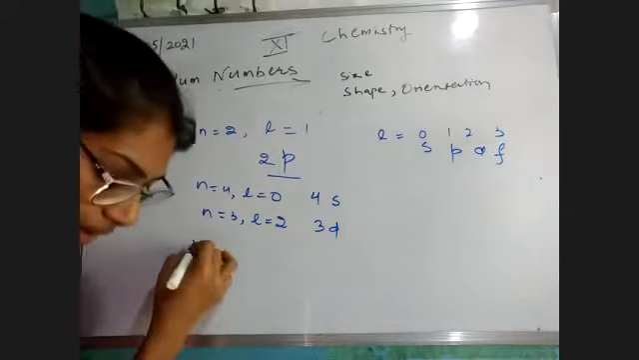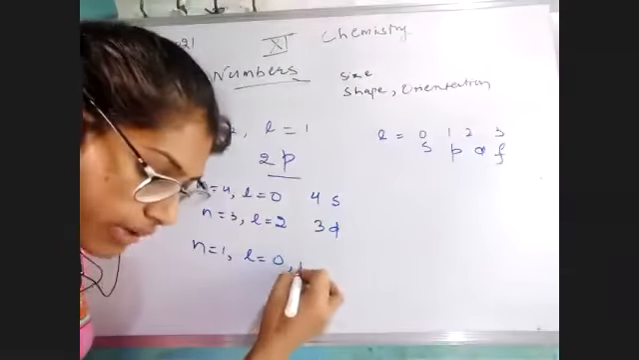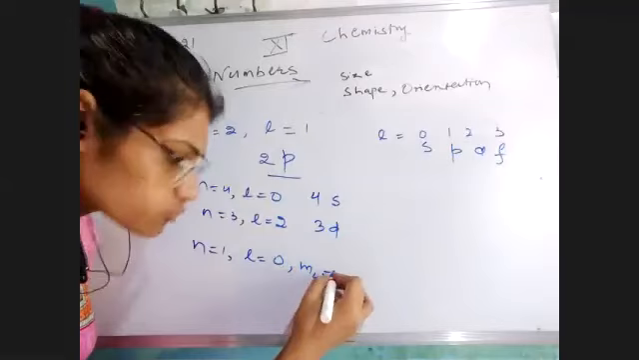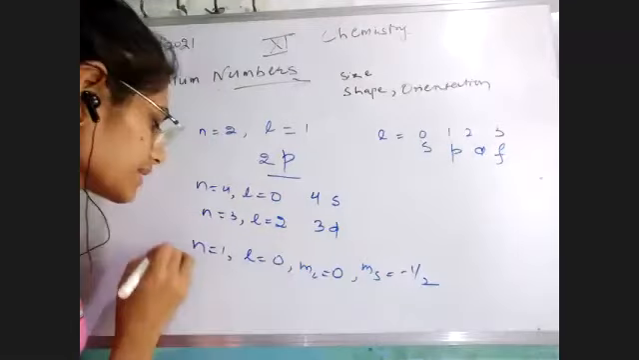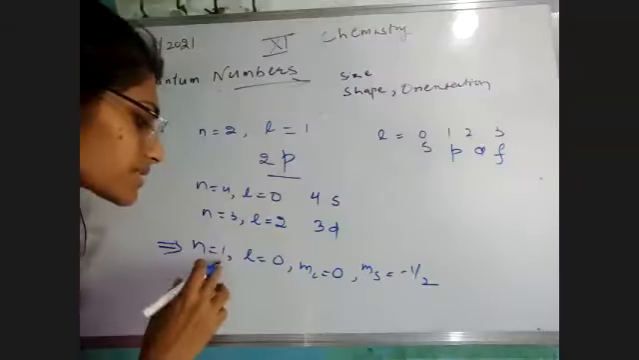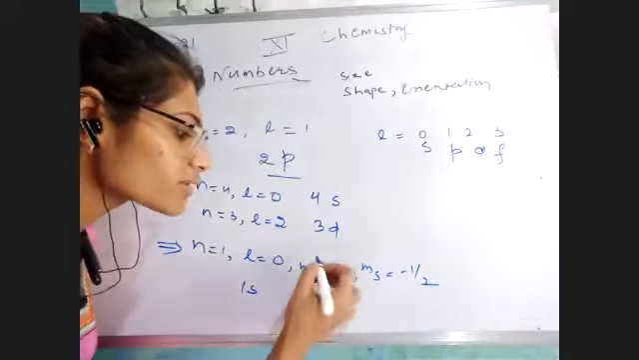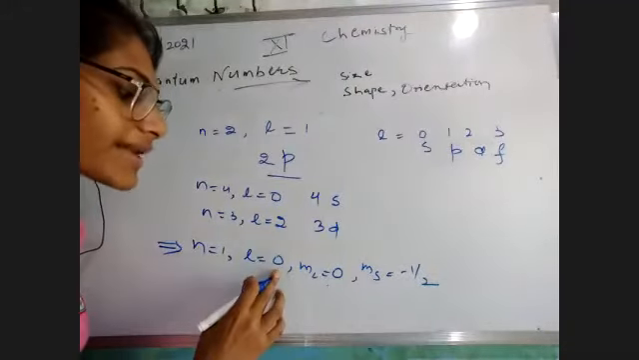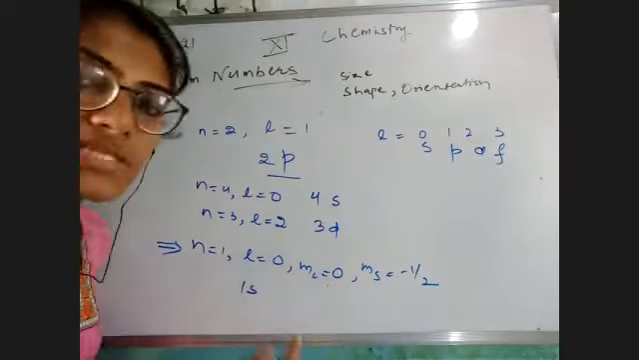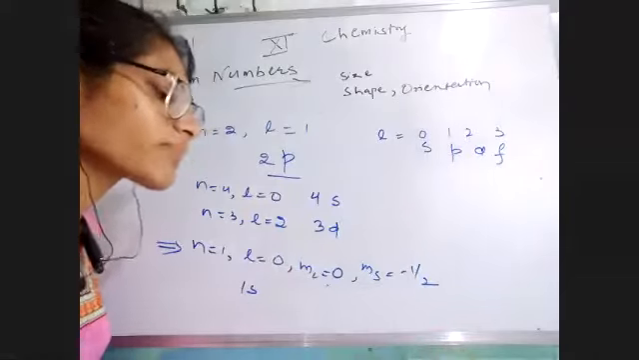Let's say n equals 1, L equals 0, ml equals 0, ms equals -1/2. Is it possible? Yes, definitely. This is 1s, and ml must be from -L to 0 to plus L. Since L equals 0, ml can only have one value, which we have studied. ms equals -1/2. This is true.